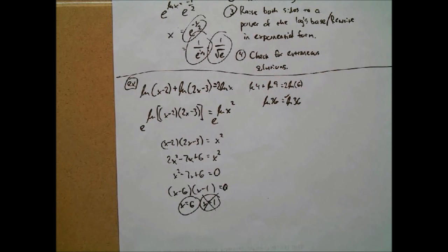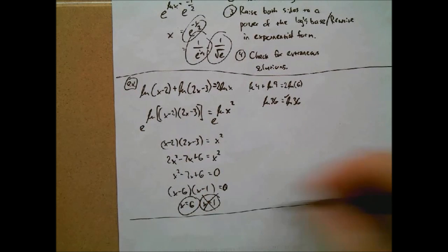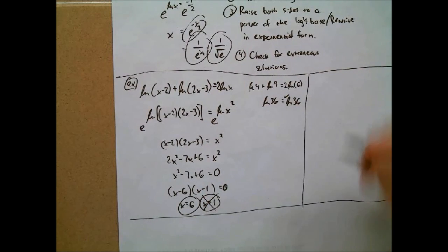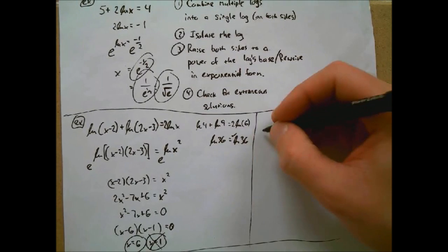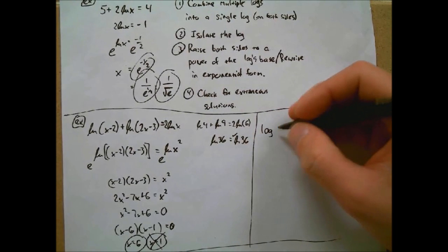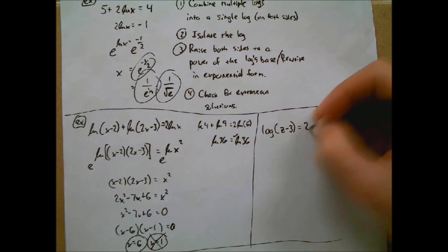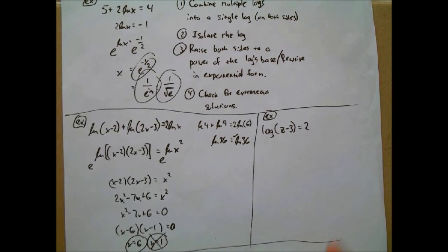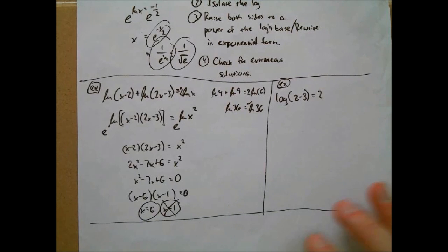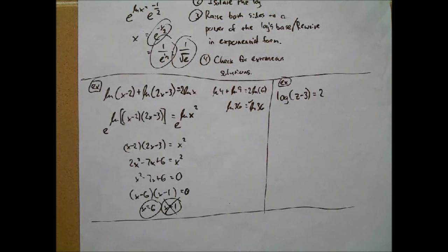All right. Let's try another one here together, and then I'll have you guys try one on your own. Log of z minus 3 equals 2. We don't have multiple logs here that we have to worry about combining, so we just have regular old log. Log is log base 10.